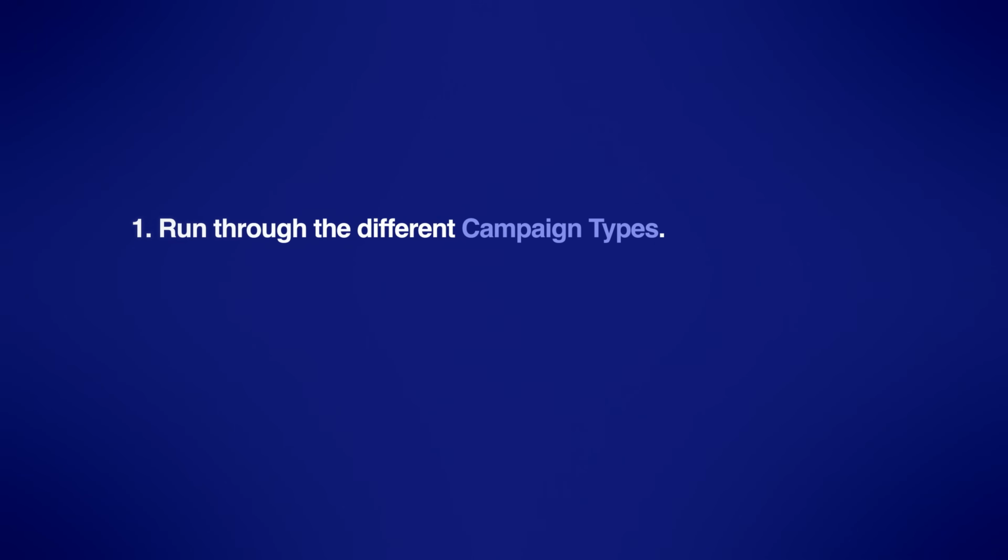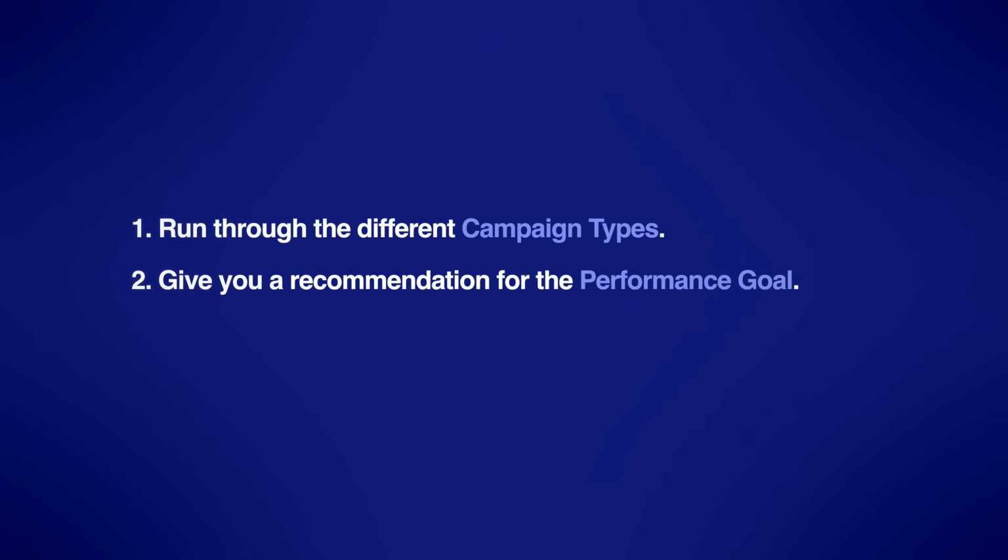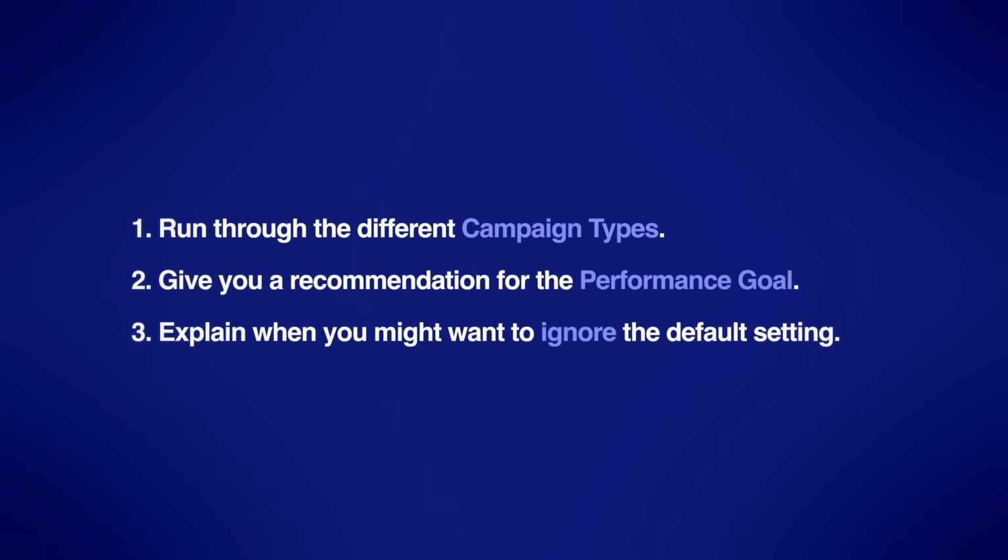Now, the best option for performance goal differs depending on your business, depending on the Facebook ad strategy you're using, and depending on which campaign objective you're selecting, which obviously factors into the Facebook ad strategy you're using. So in this video, I'm going to run through the different campaign types. We're going to have a look at the performance goals. I'm going to give you a recommendation for each, and then explain why you might want to differ from the default recommendation depending on which strategy you're using and all that sort of stuff.